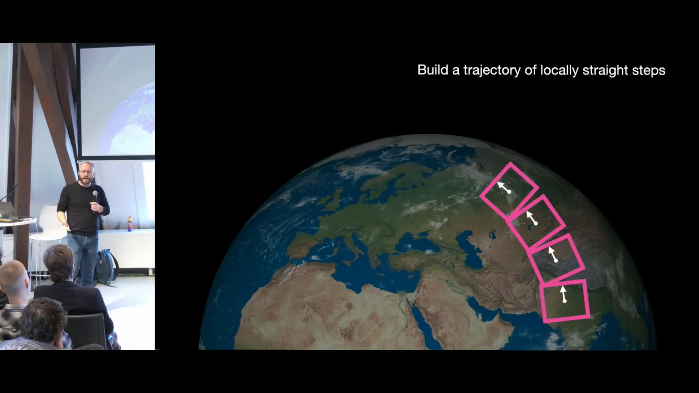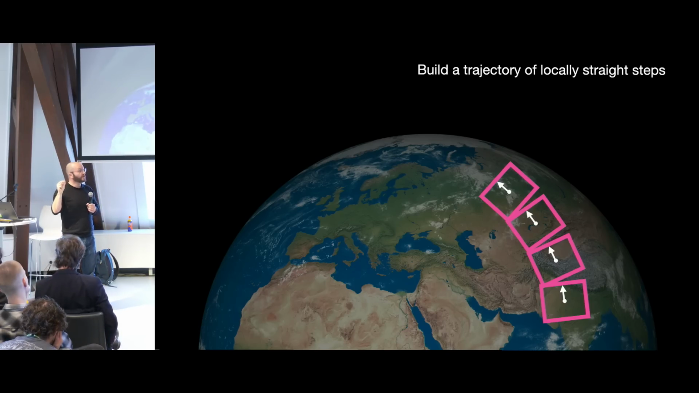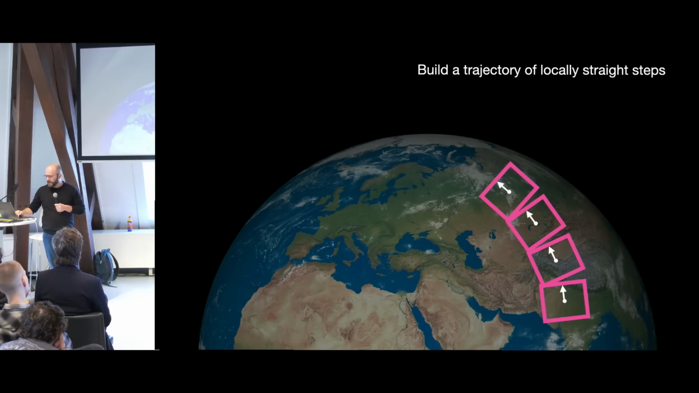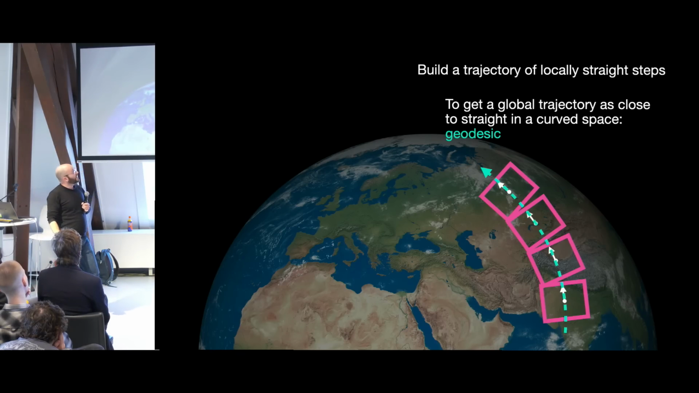But then the question is, how can I measure these distances? Well, the way you do this is you take many of these small little patches, and in one of these patches, you draw a straight line. Then you take another patch, you draw another straight line, another patch, etc. And then you glue these all together, and then you get a global curve, which is actually the best thing you can do to make a straight line in curved space. And this is called a geodesic.